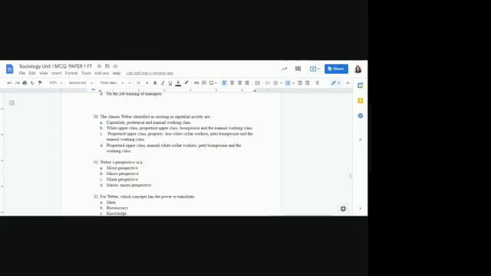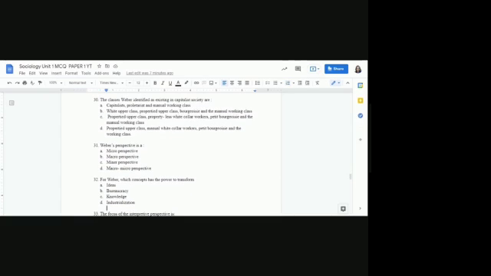Now we move on to question 30. The classes Max Weber identified as existing in capitalist society are, and I'll give you a few seconds to think about the answer. The classes Weber identified as existing in capitalist society. The correct answer is D, proprietary upper class, manual white-collar workers, petite bourgeoisie, and the working class.